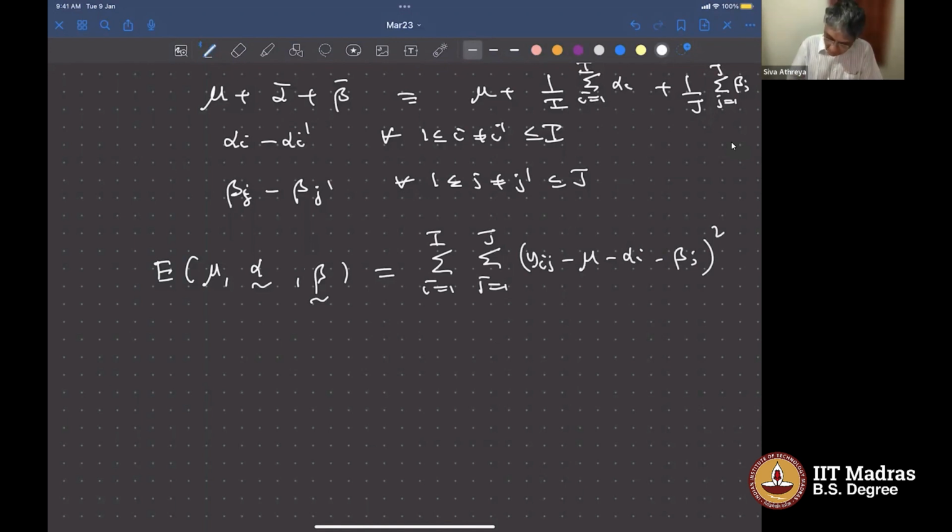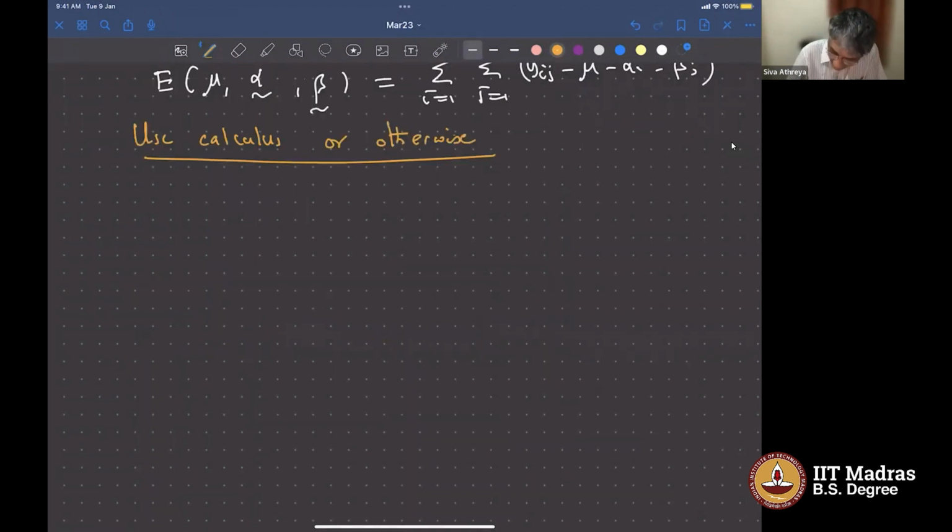From this, you can just use calculus or otherwise. You can use calculus, or you can use linear algebra if you like. What will you get? You can get the least squares estimates for these. I'll write this down.